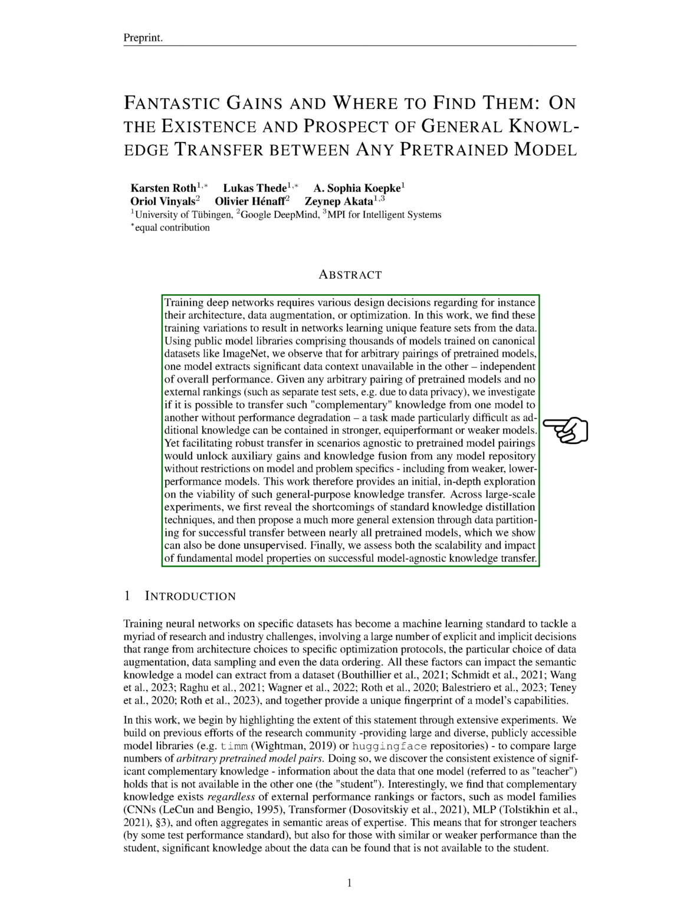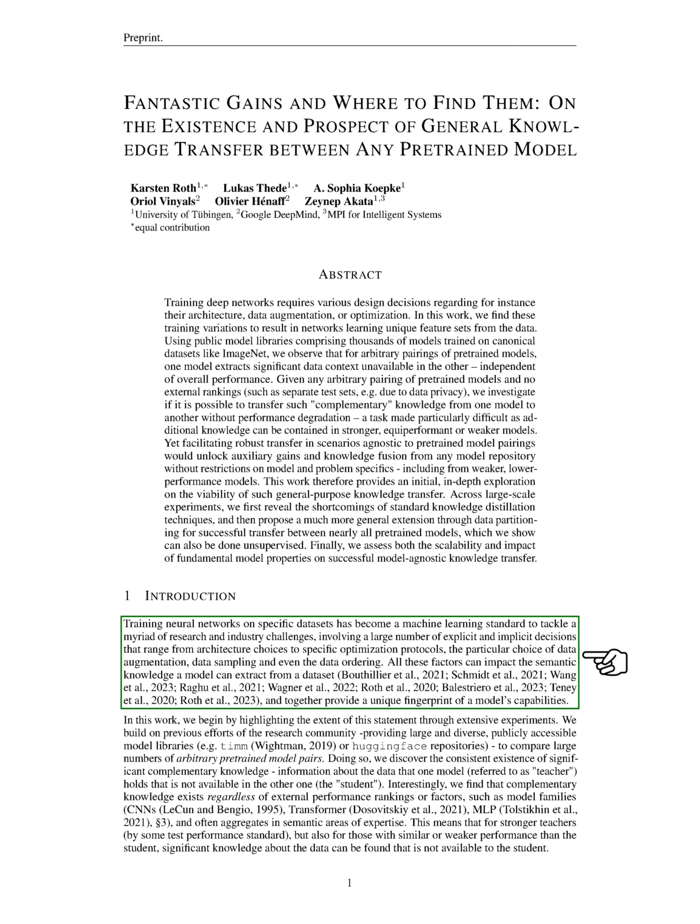Section 1 Introduction. In this study, we delve into the world of neural networks and machine learning. We explore how different factors, such as architecture choices, optimization protocols, data augmentation, data sampling, and data ordering, can influence the knowledge a model can extract from a dataset. These factors, when combined, create a unique profile of a model's capabilities.